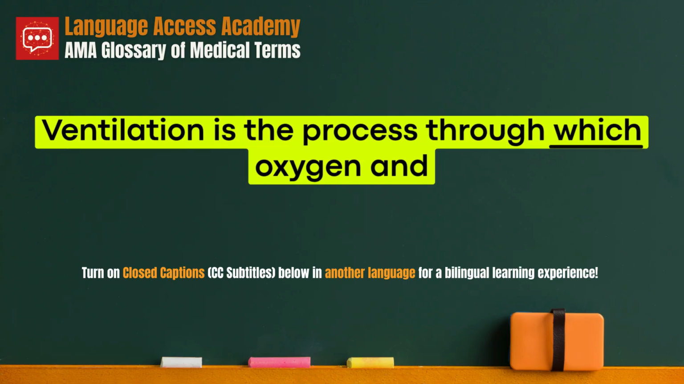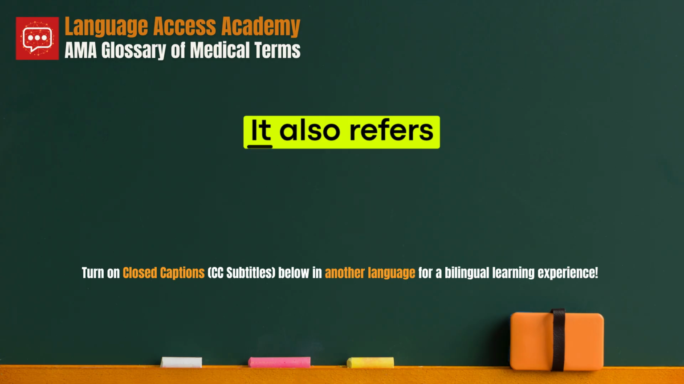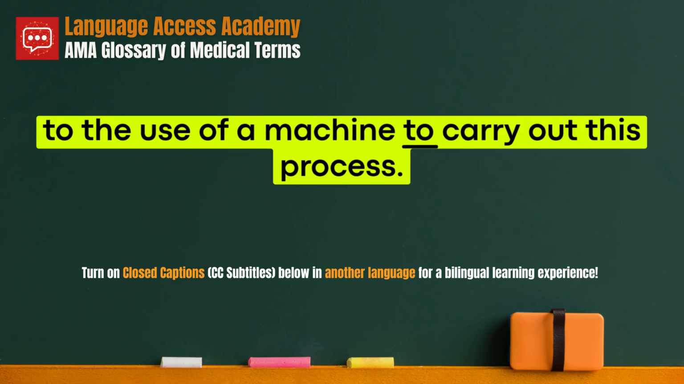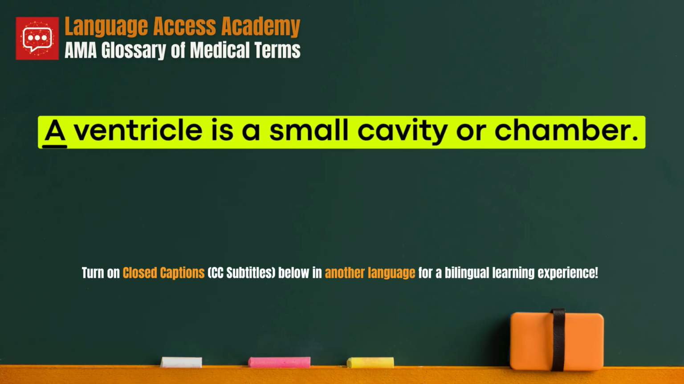Ventilation is the process through which oxygen and carbon dioxide are exchanged between the lungs and the air. It also refers to the use of a machine to carry out this process. That machine is called a ventilator. A ventricle is a small cavity or chamber.